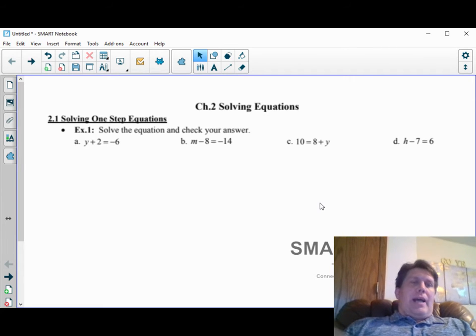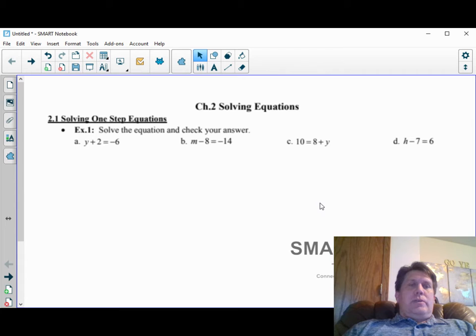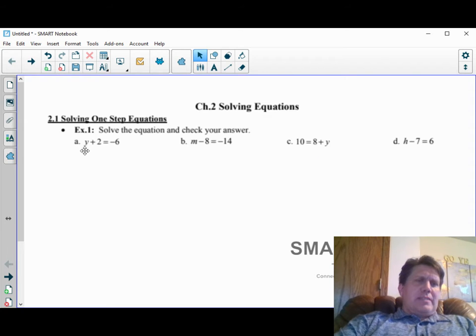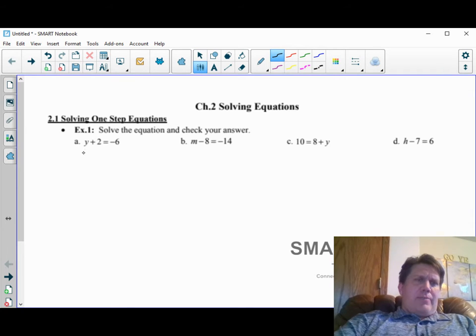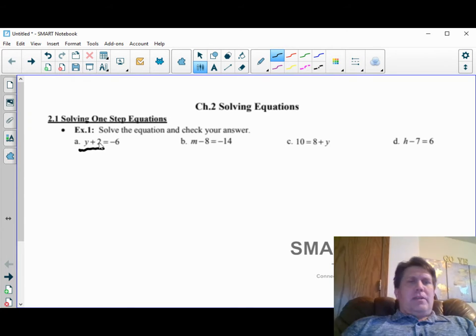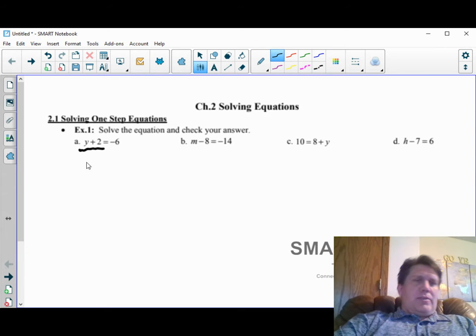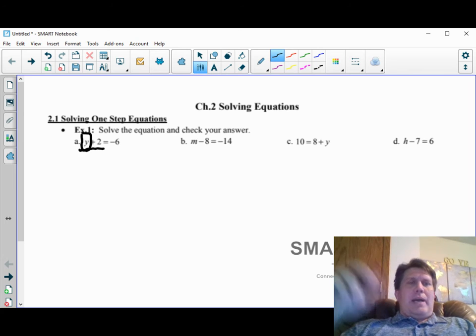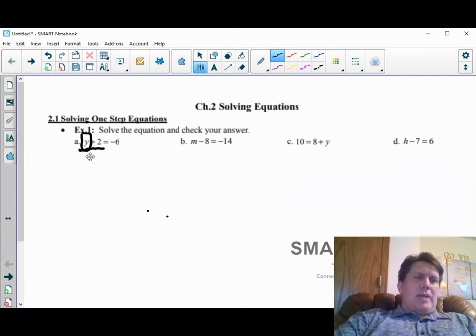Let's remember in algebra, what we want to do is we always want to do the opposite or the inverse operation. Over here on this side, we can see we have y plus 2 equals negative 6. Now the goal is to get the variable, to get the y by itself. So we have a y plus 2. We have to do the inverse operation by subtracting 2 from each side.